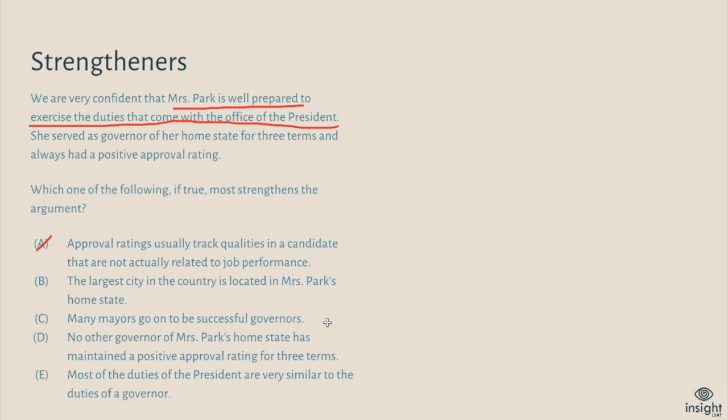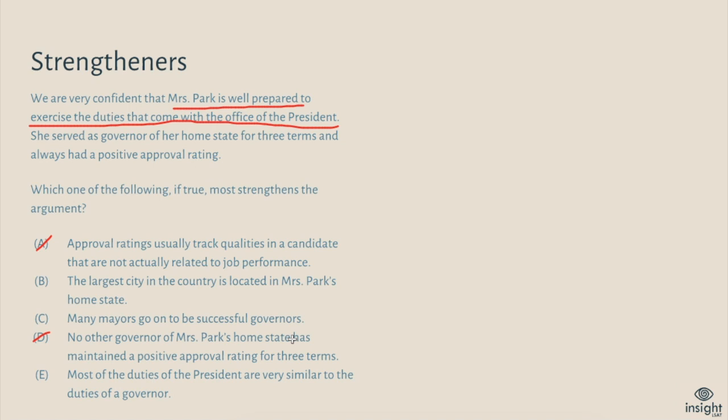C, many mayors go on to be successful governors. I mean, she wasn't a mayor. I guess it could show that one profession moves on to another profession in the world of politics, but that's pretty weak. D, no other governor of Mrs. Park's home state has maintained a positive approval rating for 3 terms. That just means she was a better governor than the other governors. That says nothing about president at all. It doesn't even help us at all.